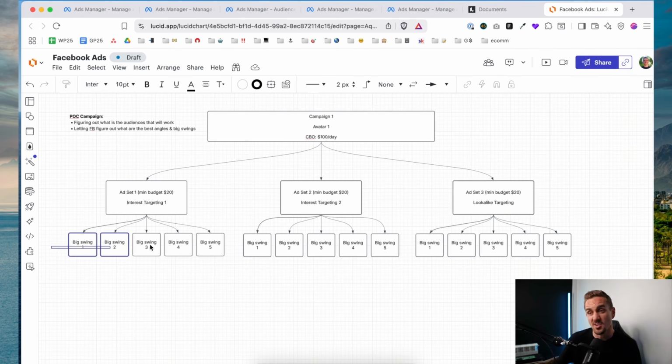And what I would do is I would just launch my different ads, all the same ads, in those different audience targetings, and I would see which one starts to give me the best results. Now, based on that, I could start to evolve.